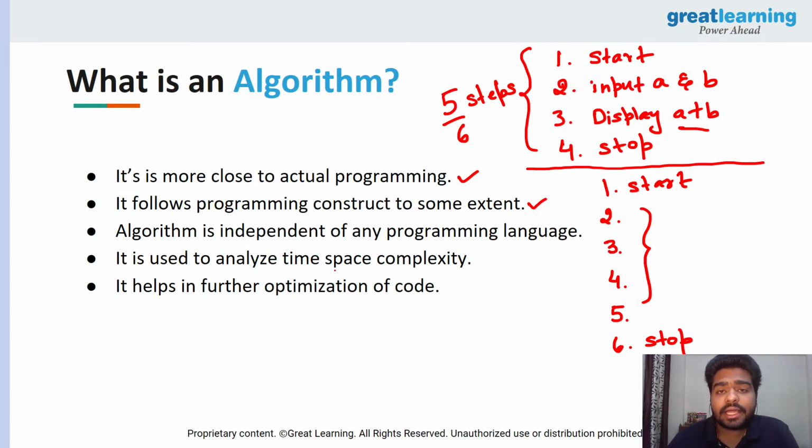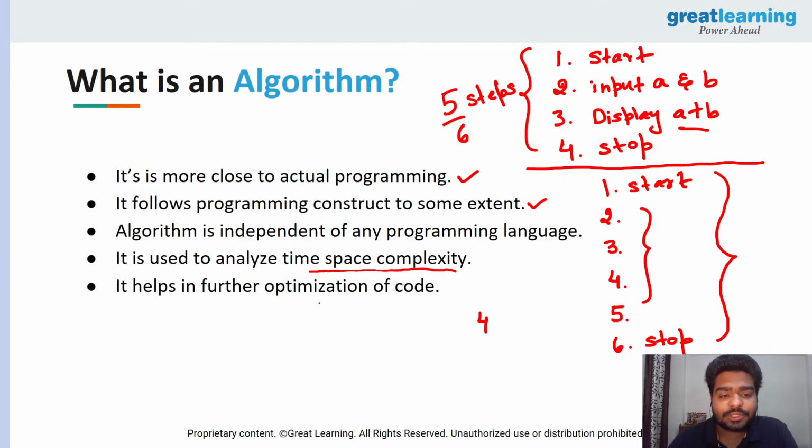It is used to analyze time-space complexity. Some of you who are from a CS background must know what time-space complexity is. It tells what time complexity a particular step will have, how fast it will work, how efficient this algorithm is. And if I write a 4-step algorithm, then how efficient that will be. So it tells you which algorithm will work very well in your particular example, right?